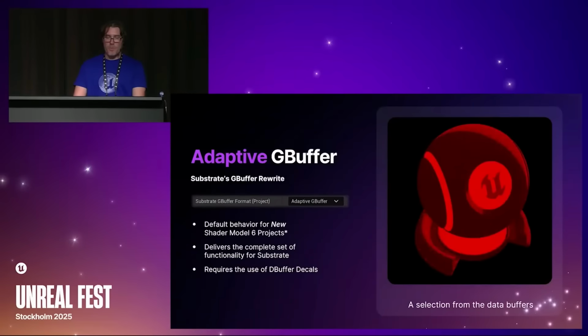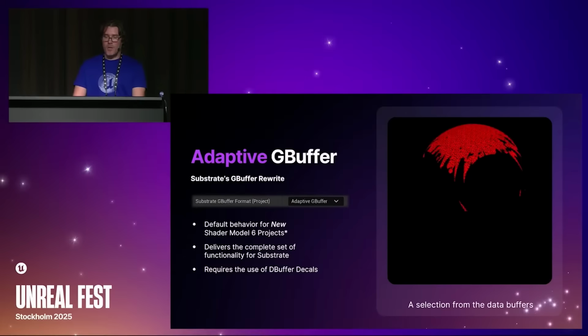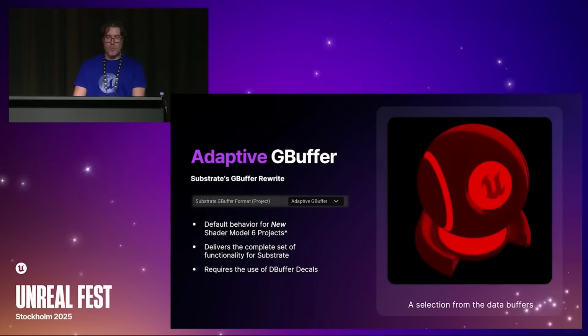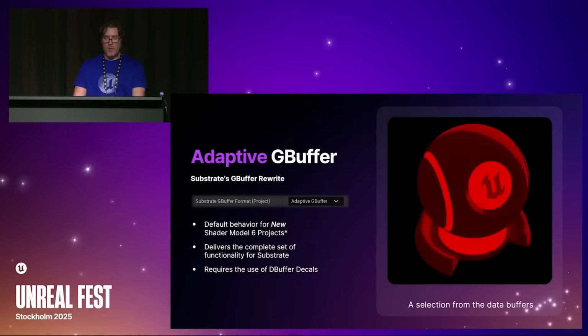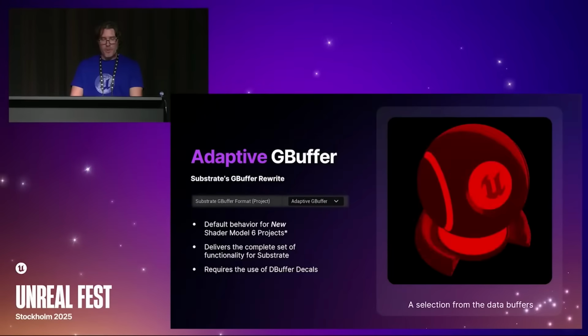The adaptive GBuffer uses a set of bit-packed UAVs to encode Substrate data per pixel, and this enables all of Substrate's features, including closure blending and per-pixel material topology. And this is the mode that delivers the full flexibility and expressiveness of the system. There is a minor caveat to using the adaptive GBuffer. Because the data is packed, hardware blending is no longer supported.